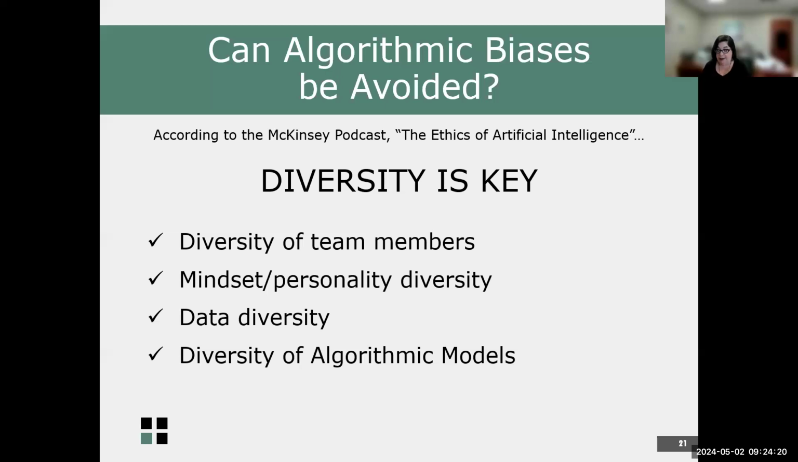Diversity is key, and there's a great McKinsey podcast, The Ethics of Artificial Intelligence, that I think is worth taking a look at. But the diversity, when you take a step back, is what we think about when we're doing DEIJ work, and the same is true here. You have to think about it in terms of the models and the data that's driven and ultimately used to produce the AI output: diversity of team members, mindset, personality diversity, data diversity, and diversity of algorithmic models, because the more data driven, the more the models are trained on different types of models and information, the more robust you're going to have it.